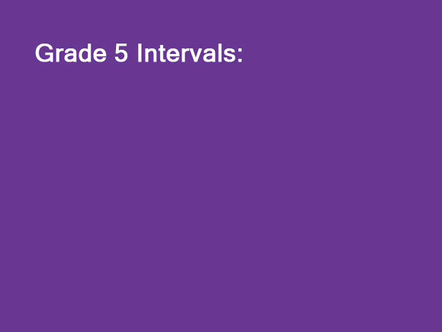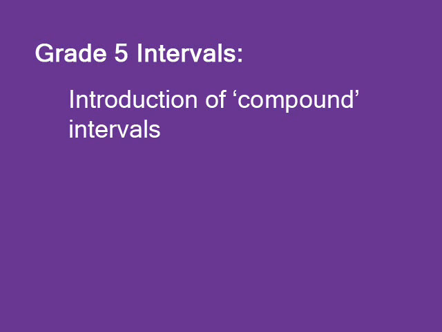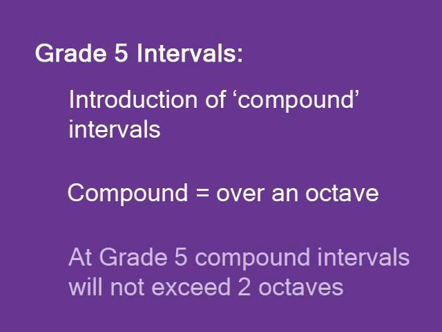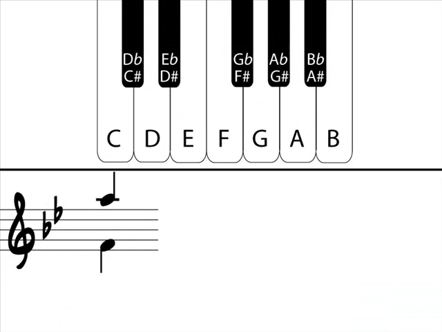If you're competent at calculating intervals for Grade 4, then there is, you'll be pleased to know, only a very small change at Grade 5. That is the use of compound intervals. Effectively, this means an interval which is larger than an octave, but at Grade 5 the interval will not exceed 2 octaves. Okay, here's an interval which you may come across at Grade 5.